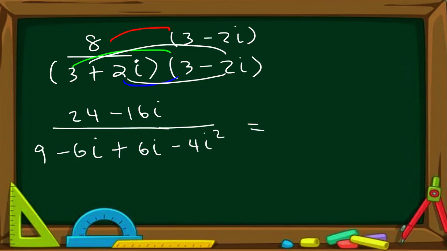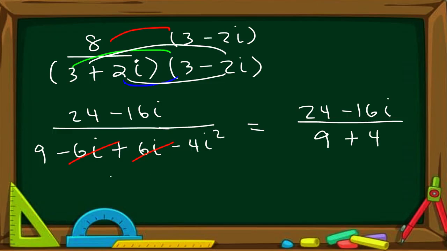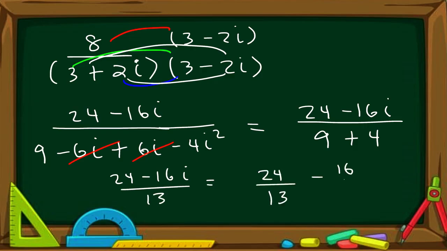Now the two middle terms add up to 0, and so it's 24 minus 16i. Negative 4i squared is plus 4, because i squared is negative 1. And 9 plus 4 is 13. So we can write it as 24 over 13 minus 16 over 13i. Now it's in standard form.